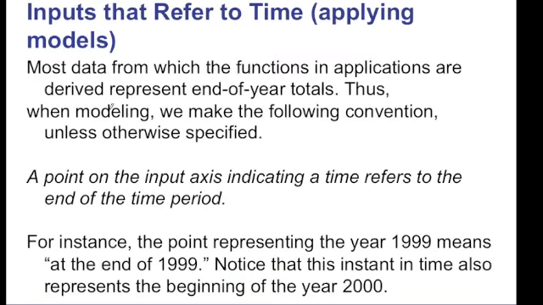Inputs with regard to time: when we're applying models, most data from the functions of applications are derived from end-of-year totals. When modeling, we'll follow this convention. A point on the input axis indicating a time refers to the end of that time period. For instance, the point for the year 1999 represents the end of 1999, or, of course, that could be the beginning of the year 2000. So this will come up some when we do a graph and then they ask us which number goes with what year. That's where that becomes important.